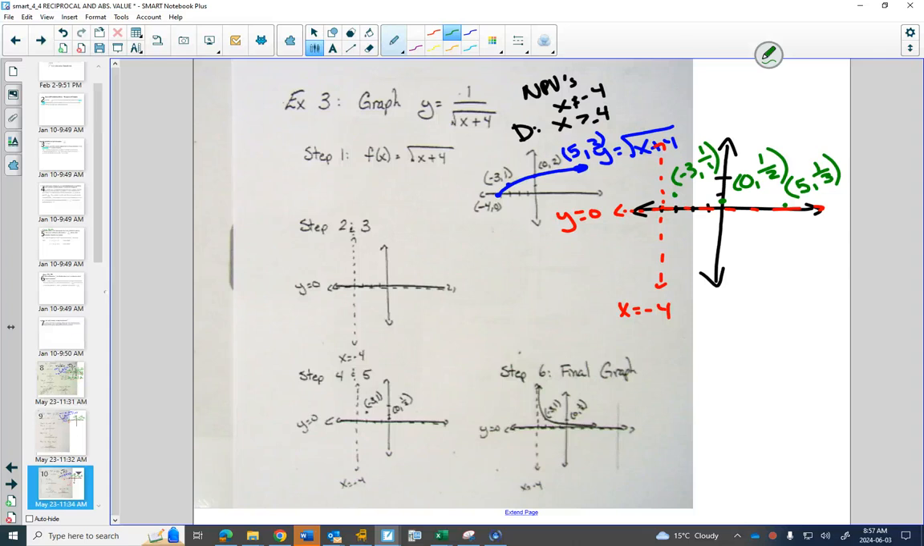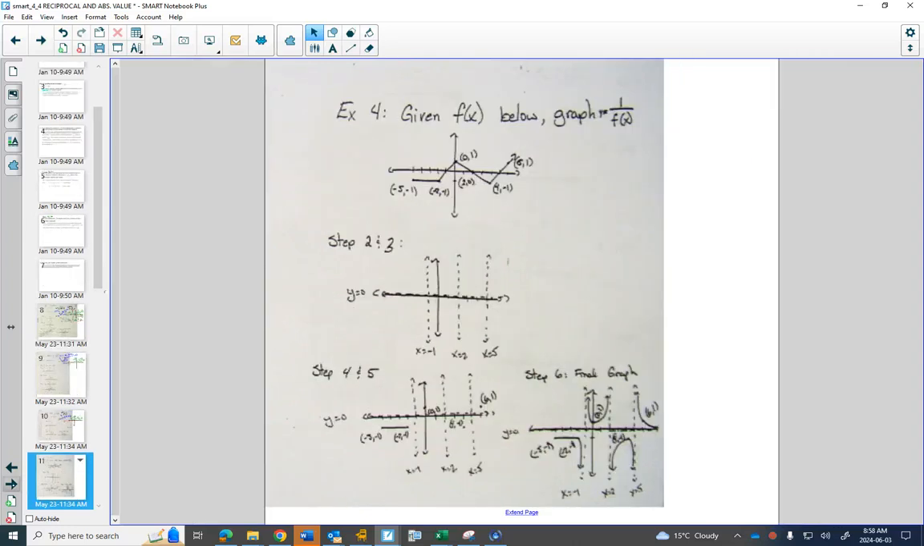It's a pretty simple rule, but the graphs look different every single time, so we have to know the simple rule in order to be able to graph. So there's our final graph of a 1 over square root graph. And this is very typical of the exam. On the exam, they actually make your job easier.